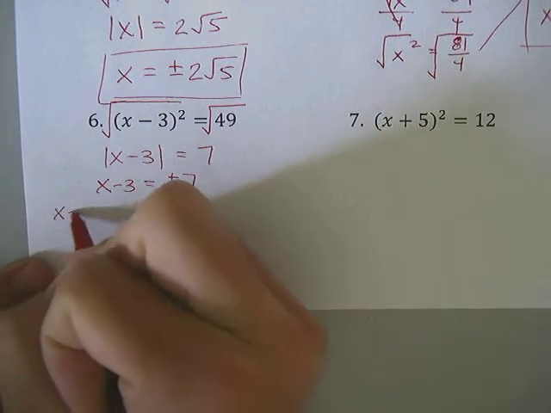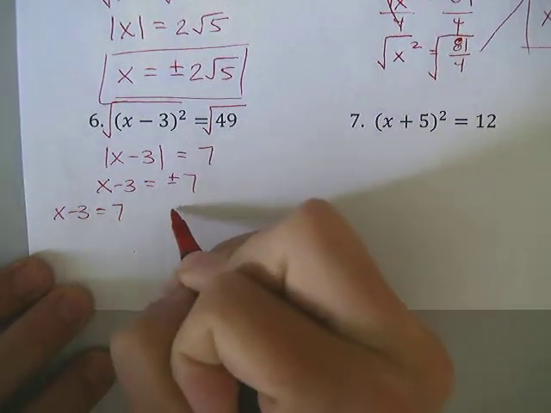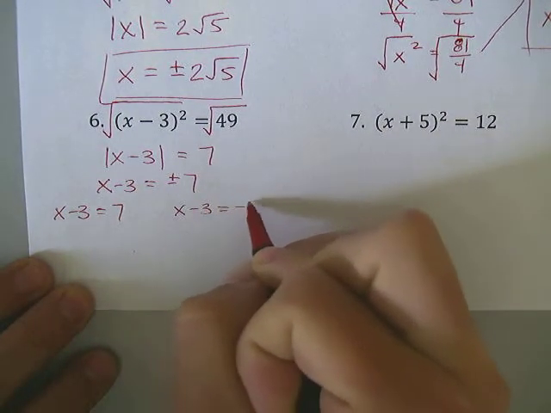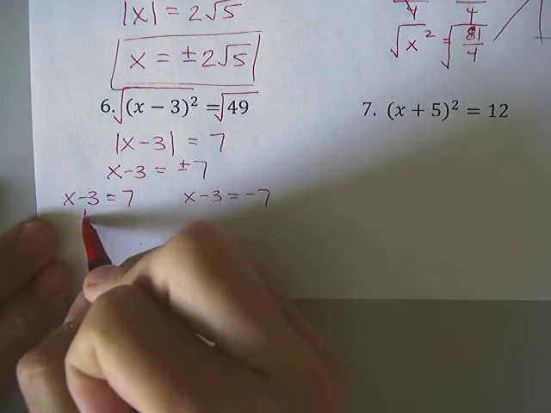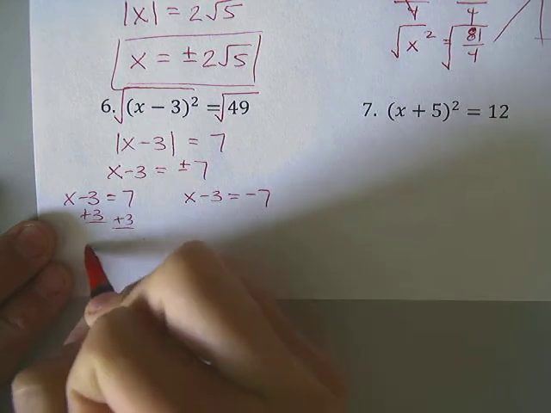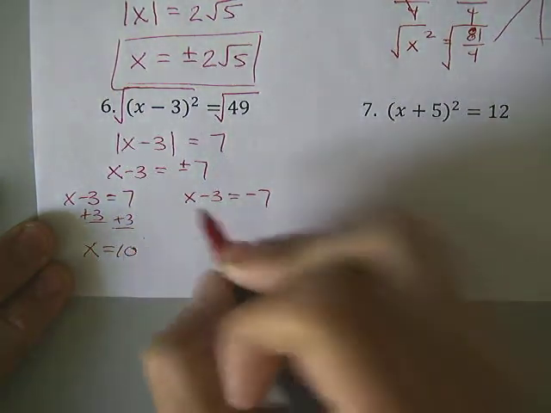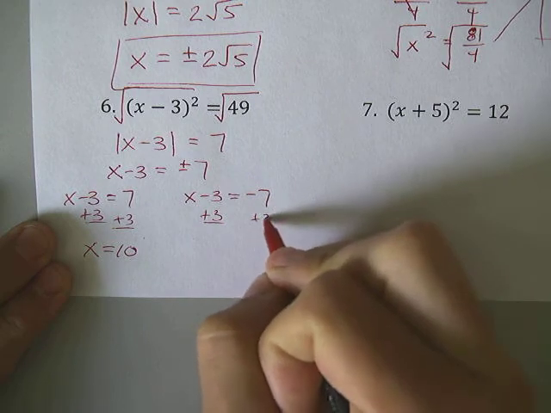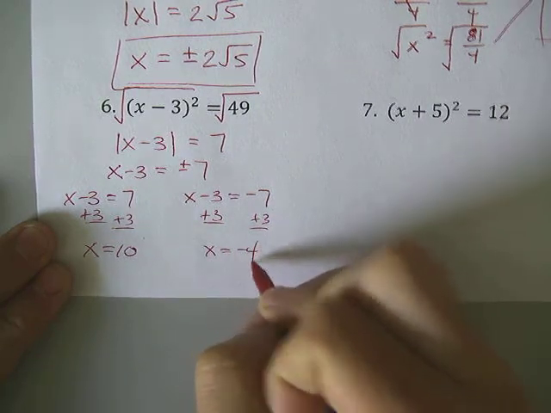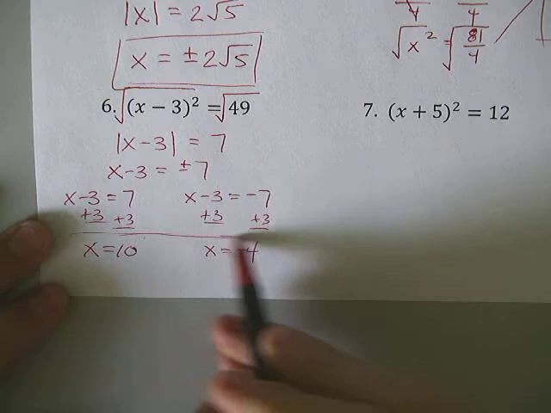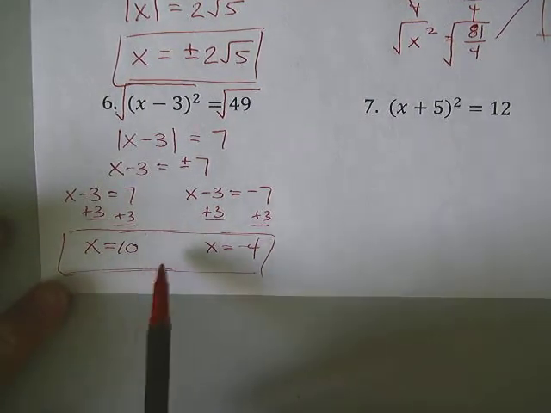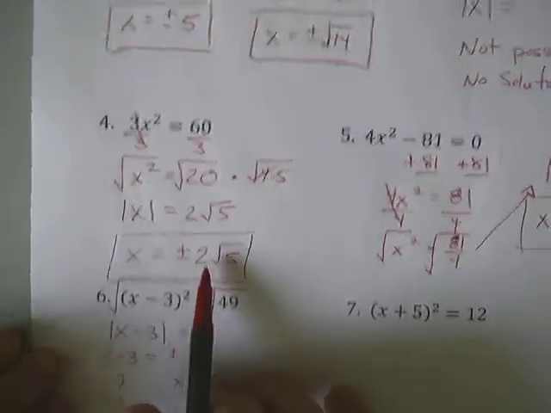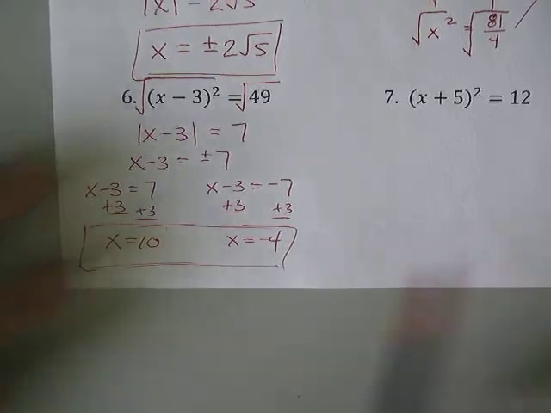Now that's not our answer, obviously. We have to actually come up with our solution. We've got to get x by itself. So what does that mean? So what that means is I'm going to get x minus 3 equals positive 7. And x minus 3 equals negative 7. You got to split it up and solve. So I'll just add 3. X equals 10. Add 3. X equals negative 4.